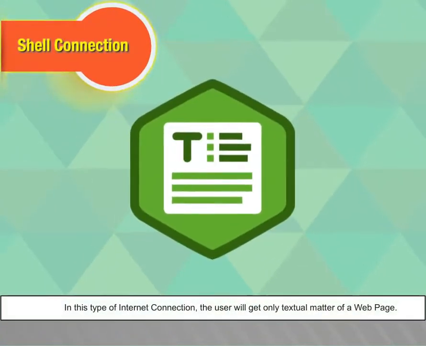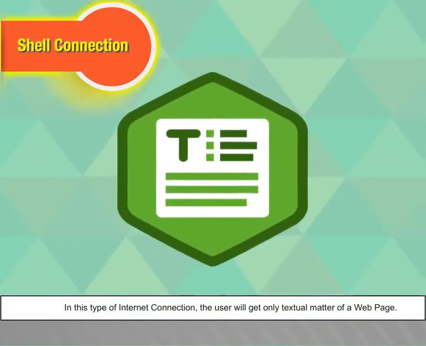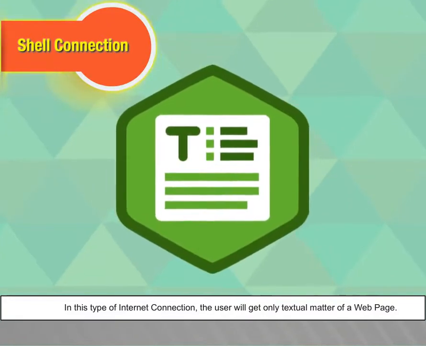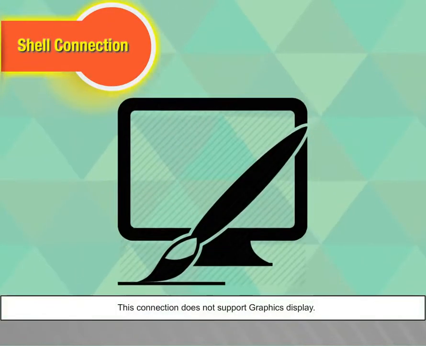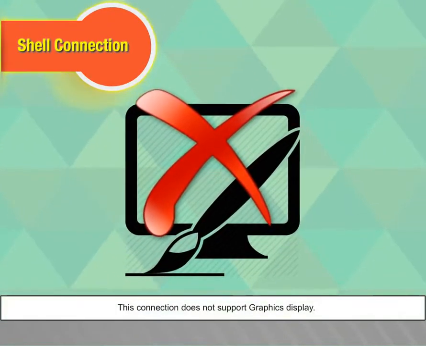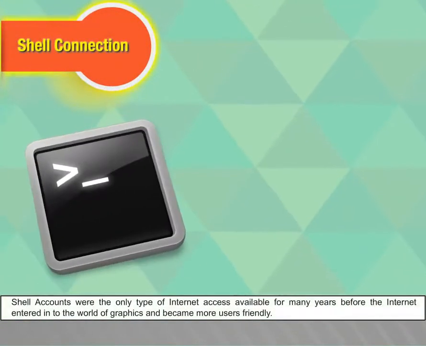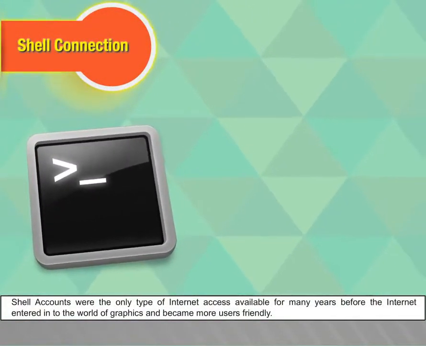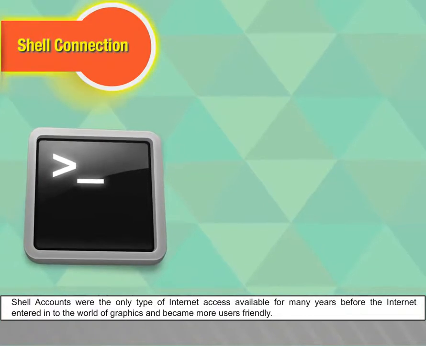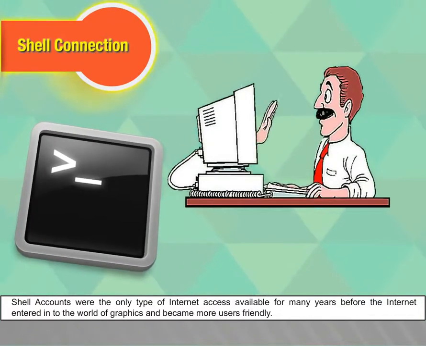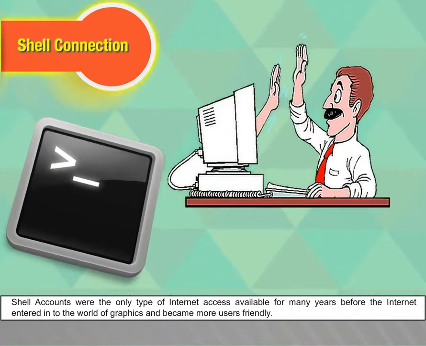Shell connection. In this type of internet connection, the user will get only the textual matter of a web page. This connection does not support graphics display. Shell accounts were the only type of internet access available for many years before the internet entered into the world of graphics and became more user-friendly.